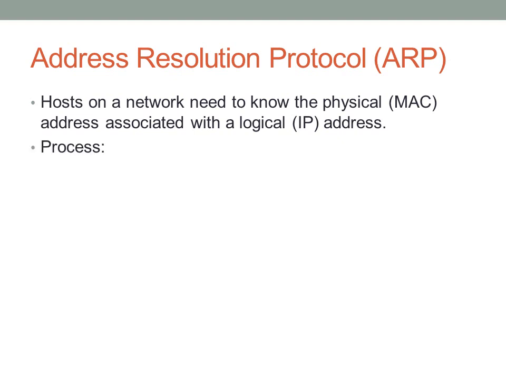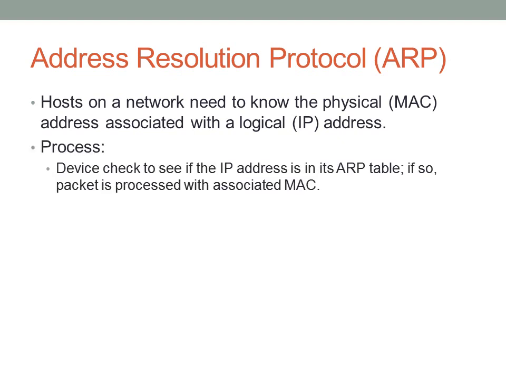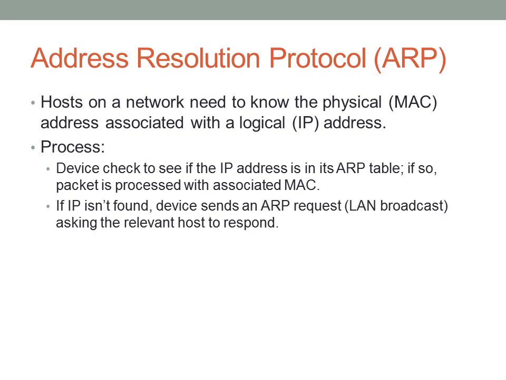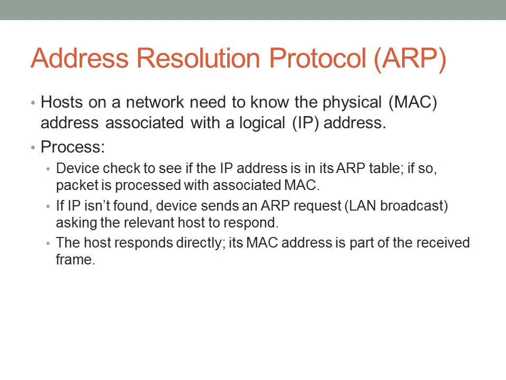And so here's how that works. Basically, first the device checks to see if the IP address is already in its ARP table. Its ARP table stores mappings from IP address to MAC address. If it's already in the ARP table, then it can just be processed and sent out as a frame with that MAC address. If the IP address is not in its ARP table, it will actually send an ARP request on the LAN and say, hey, who has this IP address? Tell me. And what will happen is the relevant host will respond directly to that host.